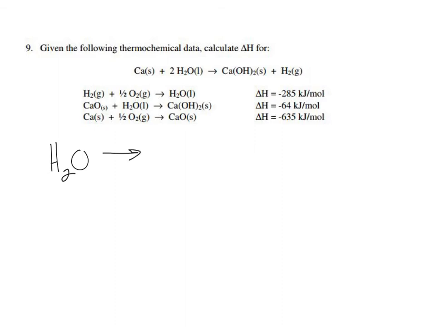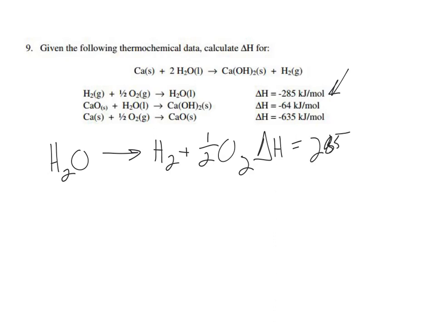produces H2 plus 1/2 O2. And since I changed the direction of the reaction, I have to reverse the sign, and it goes from being negative 285 to positive 285 kilojoules. And the other two are going to stay the same. So really all I'm doing is taking that one out because I've reversed it down here.